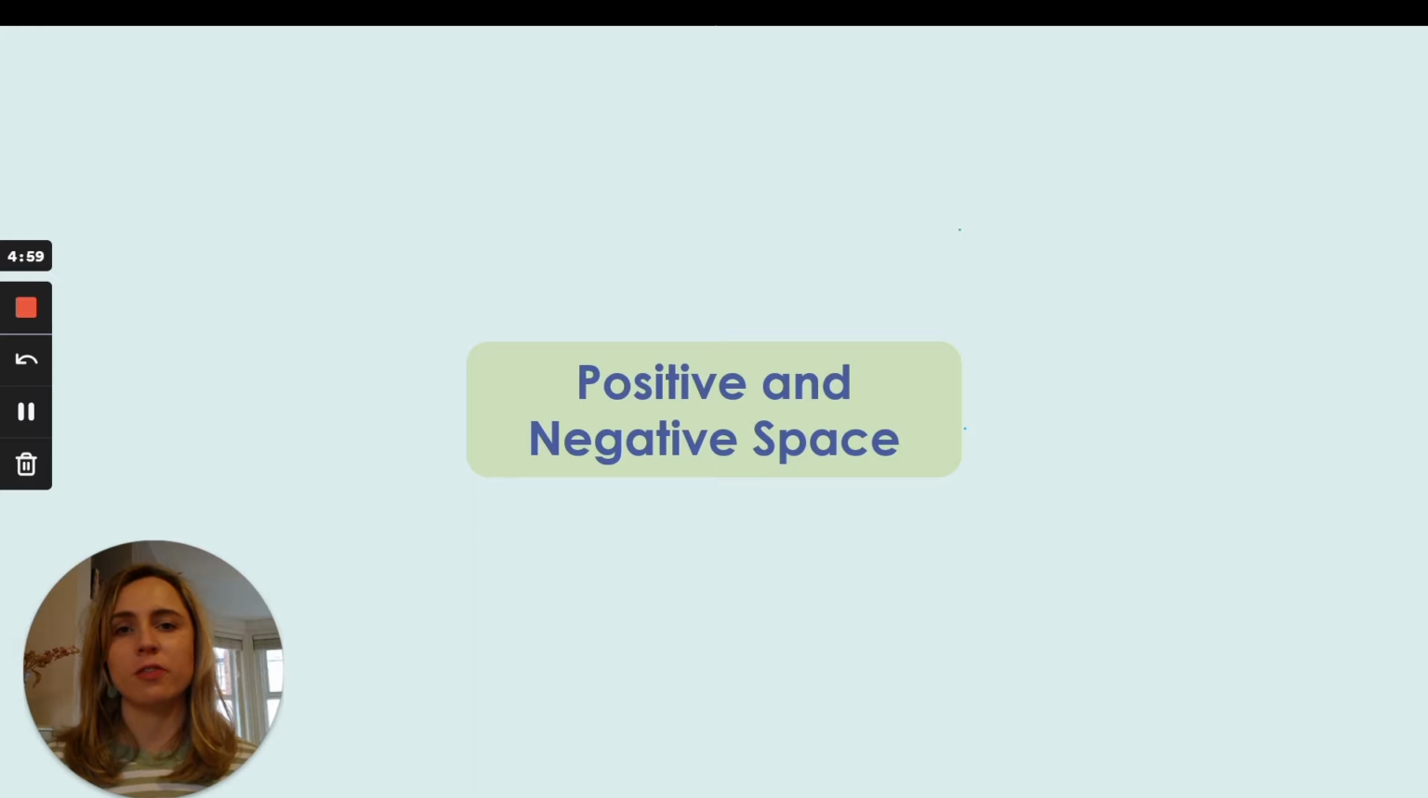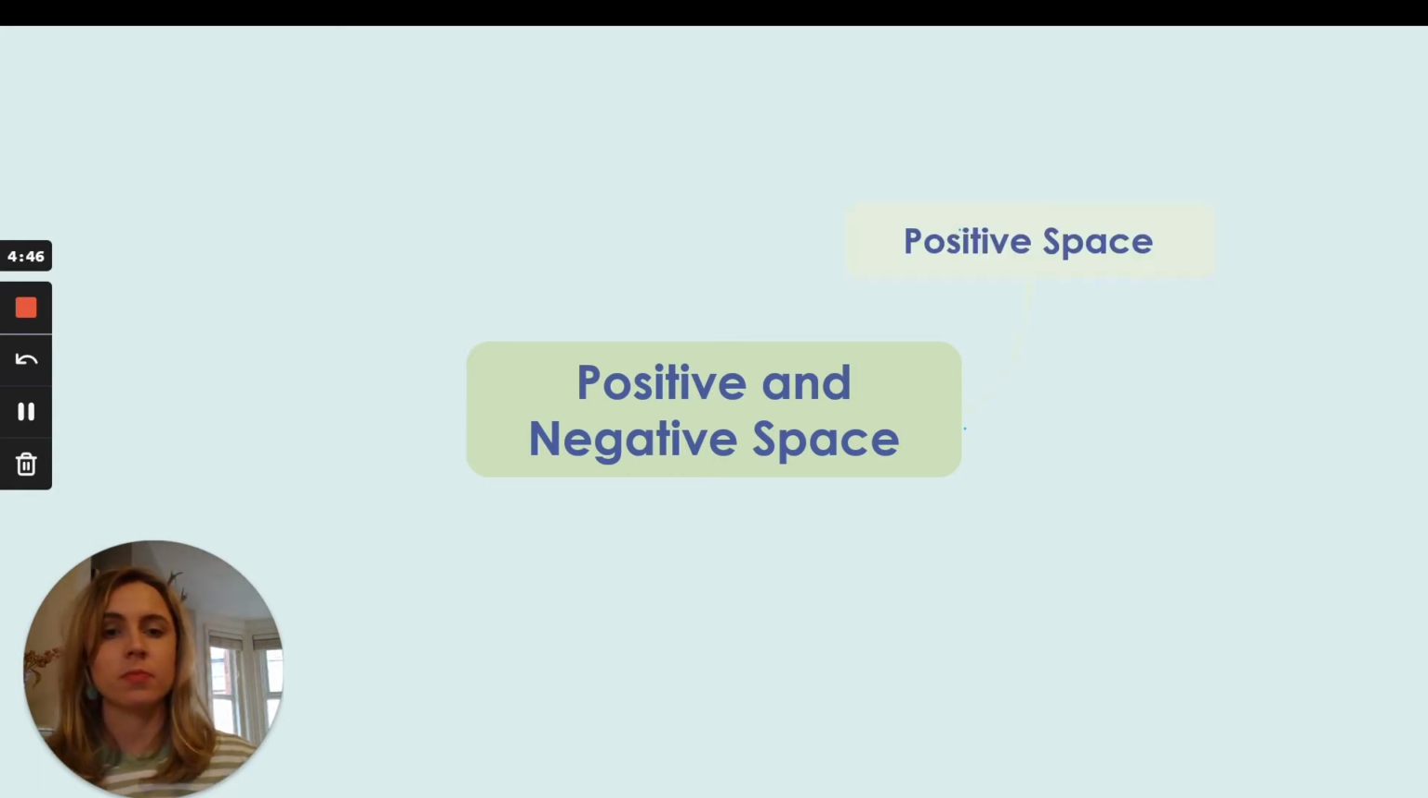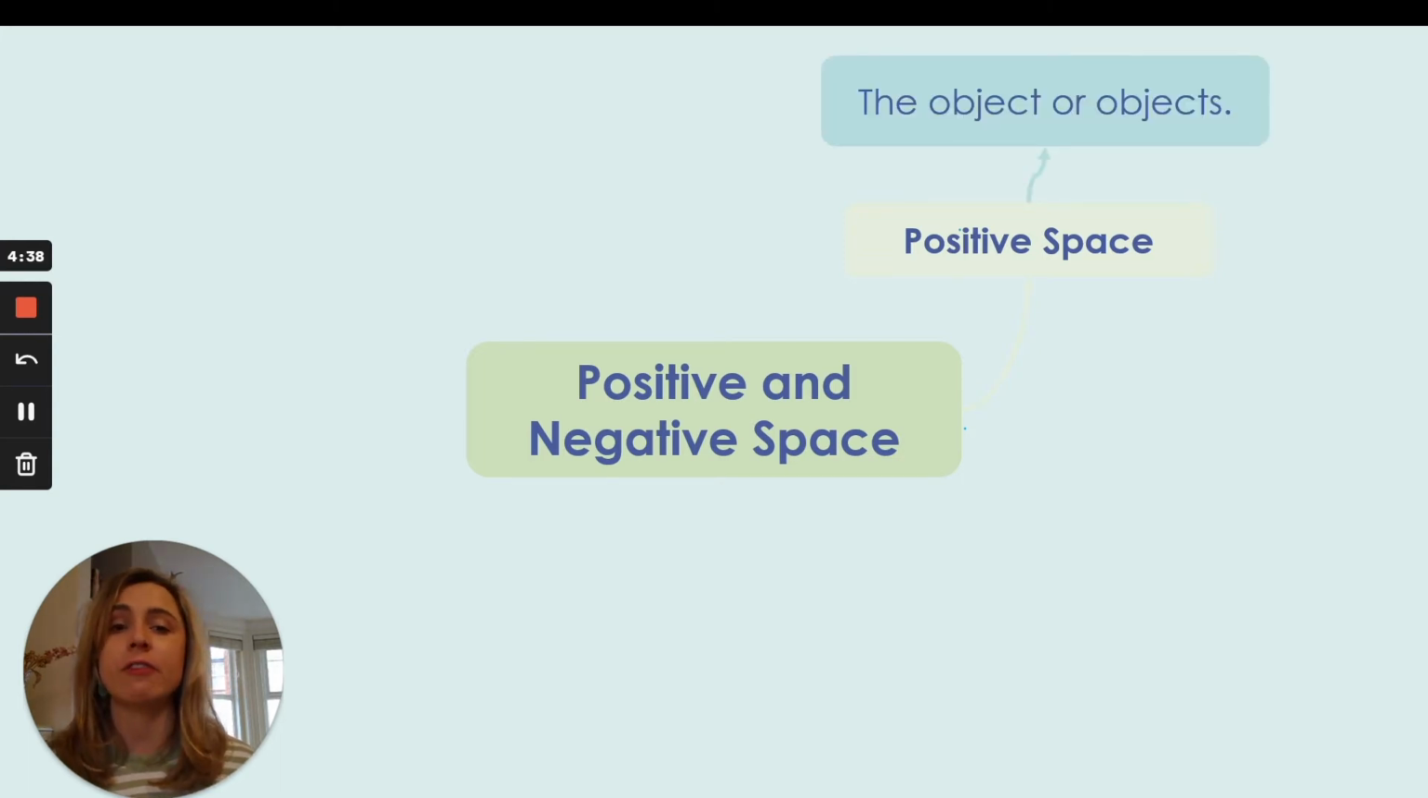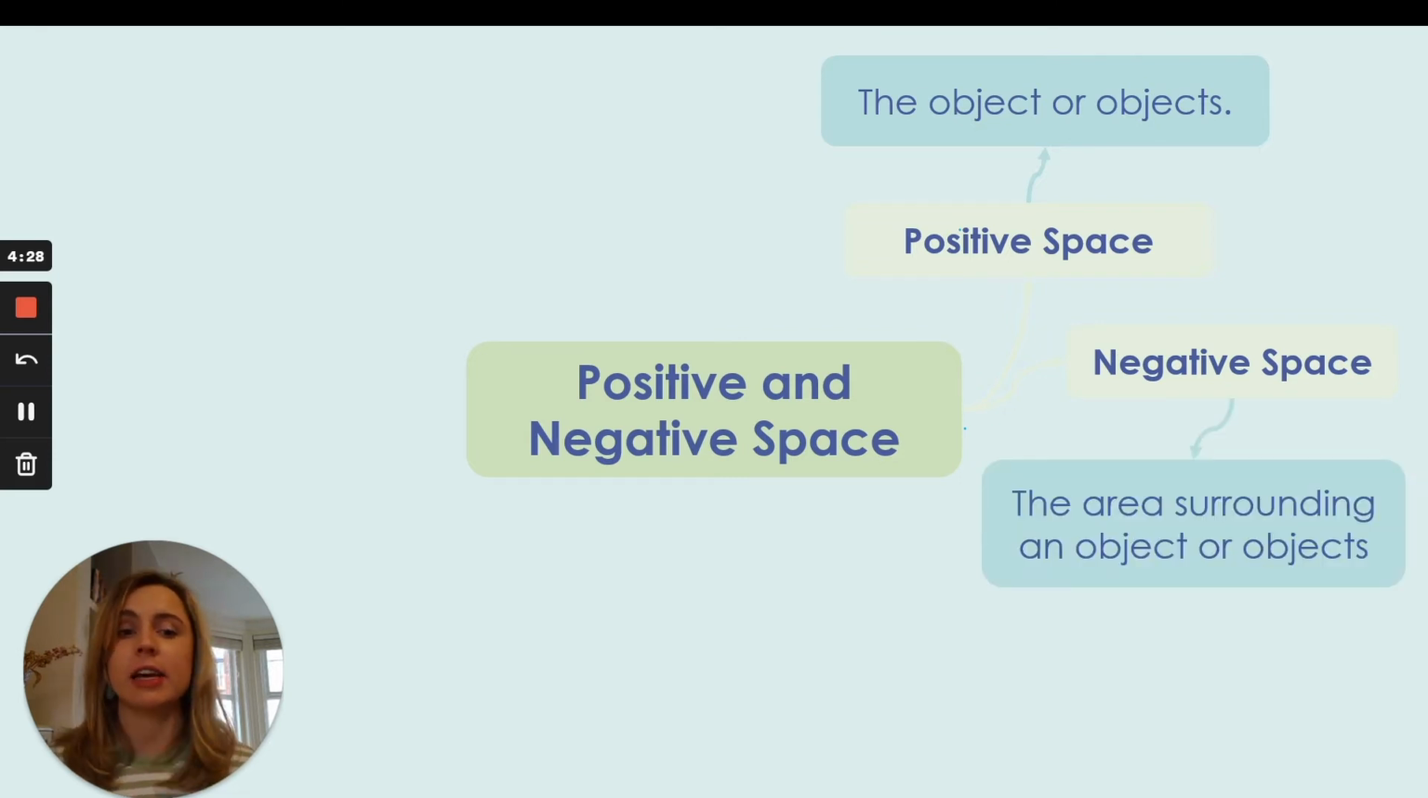We're now going to start developing our mind map. So I'd like you to go to the next clean page in your sketchbook and in the centre of the page write the title Positive and Negative Space. We're then going to add a branch saying positive space and putting the definition of the object or objects. I'd then like you to add negative space and its definition of the area surrounding an object or objects.